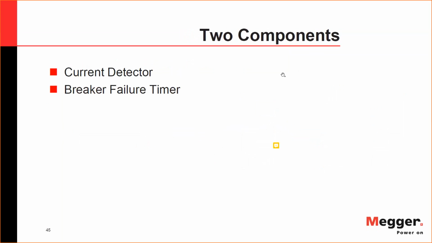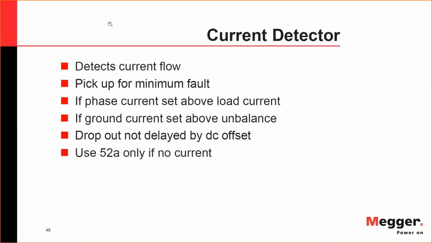The breaker failure element has two components for it to work correctly. It has a timer that will start after the trip command has been issued to the breaker, and it has a current detector. This current detector is very important, that's why I will start with it first. The current detector detects if there is a current flowing through the breaker after the trip command has been issued, and it will pick up for any minimum fault values.